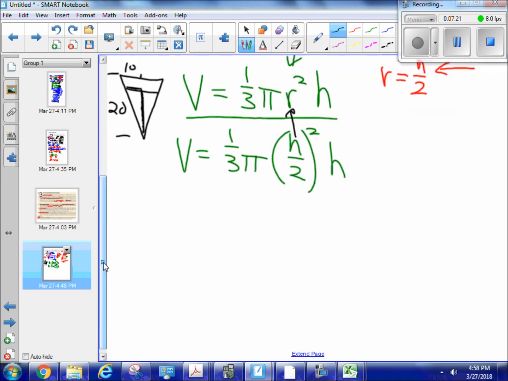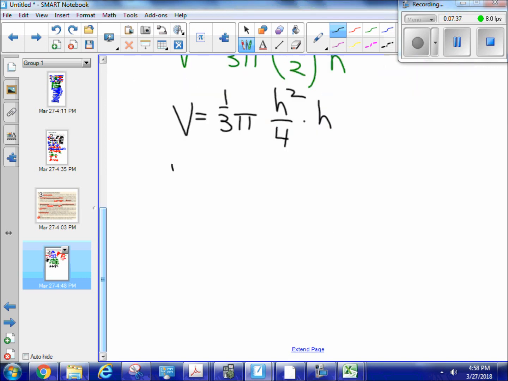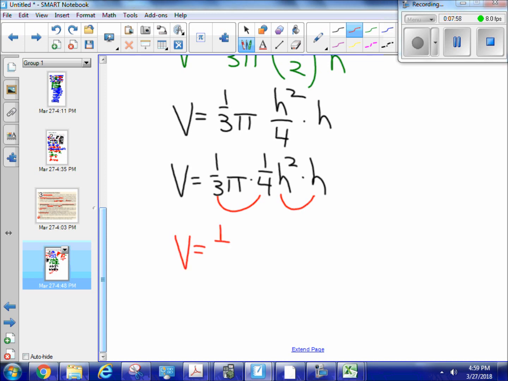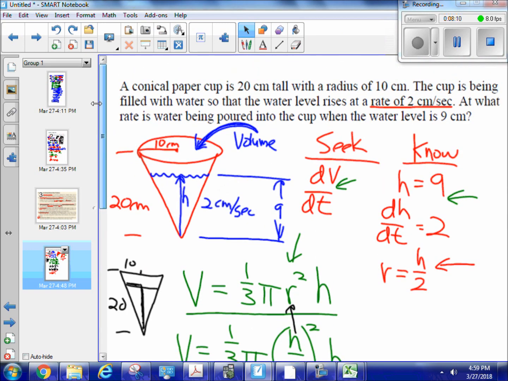So now let's see if I can't simplify this a little bit. I get volume equals 1/3 pi, and this would be h squared over 4 times h. Well, let's just make it look a little bit different. So volume is equal to 1/3 pi times 1/4 h squared times h. Well, I can multiply the 1/3 and the 1/4, and I can multiply the h squared times the h. So I get volume is equal to 1/12 pi h cubed. So now I have a mathematical model that relates the variable that I am seeking, the rate of change for the variable I am seeking, to the variable that I know, which is h.